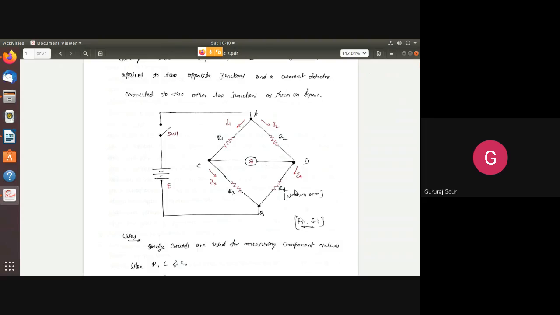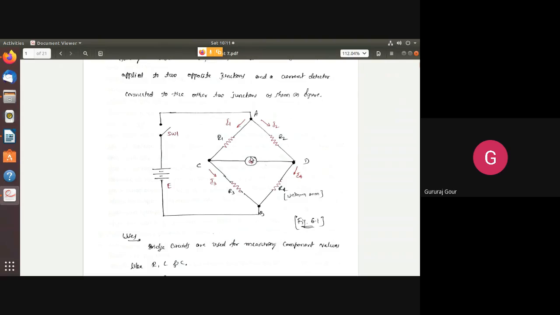So how to measure the unknown resistance here? To measure the unknown resistance R4, one of the three remaining arms will be made adjustable or variable, so that we can vary that resistance. For example, suppose R3 is made variable, then R3 is varied in order to match the bridge balance condition. So that will ensure that the potential difference between C and D will be zero.